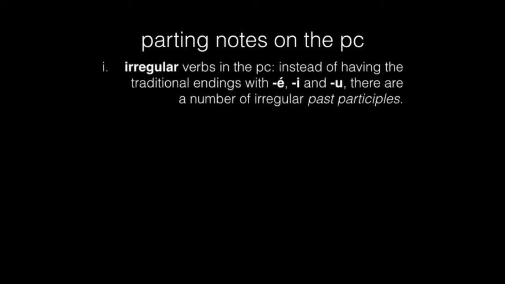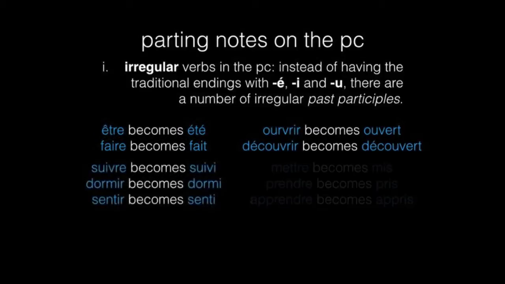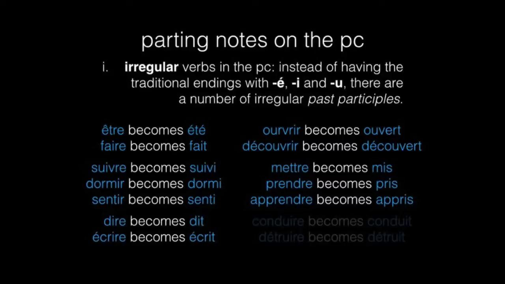So here are some parting notes on the Passé Composé that I may not have covered yet. Number 1. Irregular verbs in the Passé Composé. Instead of having the traditional endings with accent aigu, I, and U, there are a number of irregular past participles, and I will just show them here. I won't really say them, but you can look at them. And you can always pause if you want to write them down or whatever.